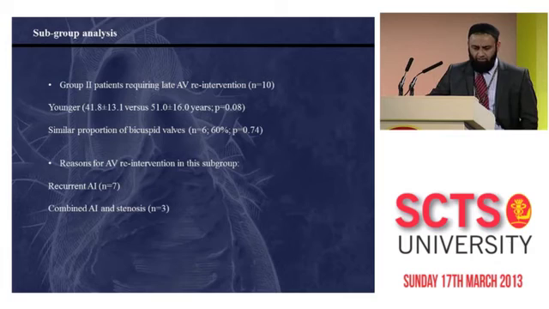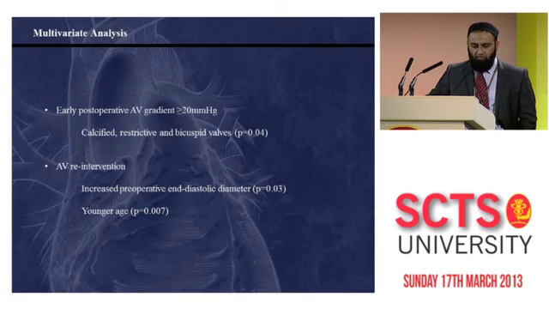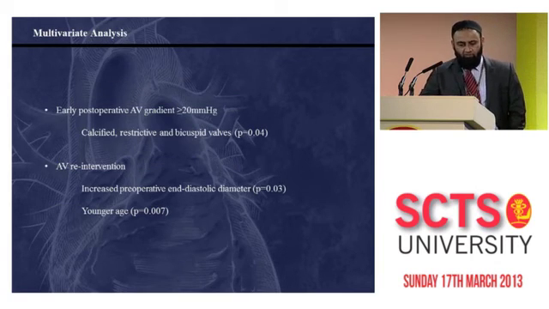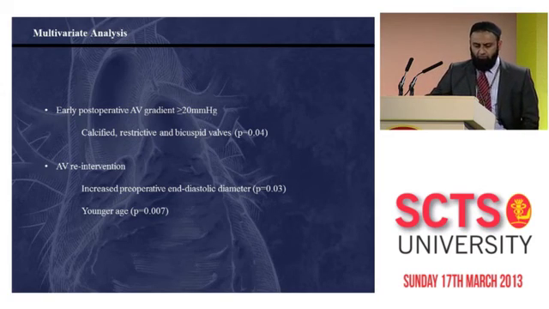So in the subgroup analysis, we looked at the group 2 patients who required late aortic valve reintervention, and we found that the younger patients had a higher risk of reintervention, but the bicuspid valves were not associated with a higher risk of reintervention. And the reasons for reintervention in this subgroup were recurrent AI in 7 patients and combined AI and stenosis in 3 patients. So multivariate analysis showed that the predictors of early postoperative higher gradient were calcified, restrictive, and bicuspid valves. And the predictors of aortic valve reintervention were higher end diastolic diameter and younger age.